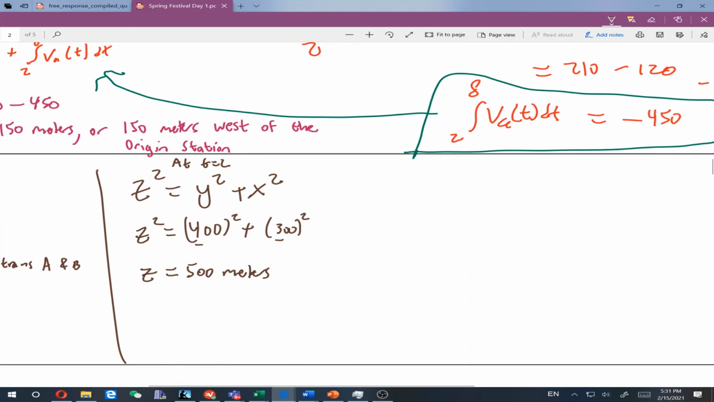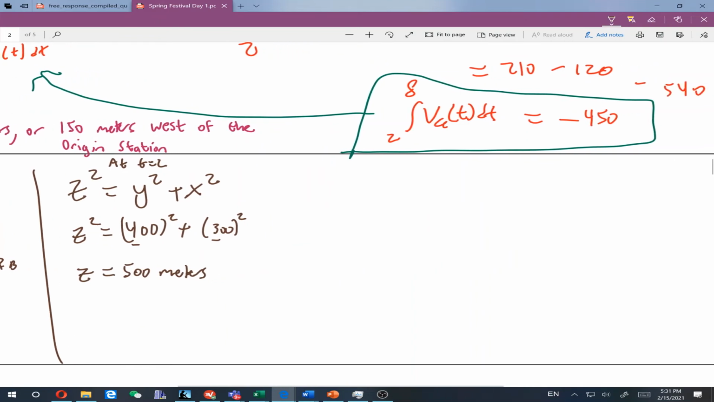Okay, but we need to figure out how fast the distance is changing, so we need to differentiate this with respect to time. I'm going to jump over to Kyle. So for Kyle, if we differentiate this equation in terms of time, what happens?